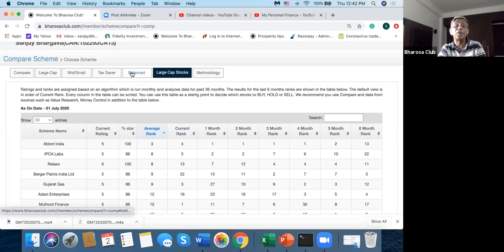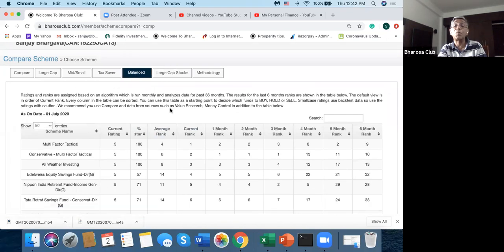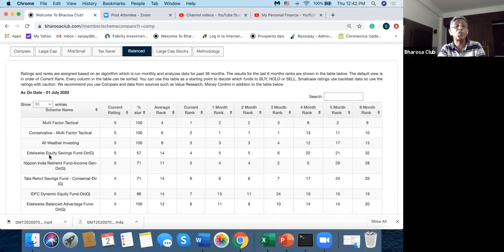Then if you look at balanced here, this is talking about balanced mutual funds as well as small cases which are balanced. This multi-factor tactical is like a small case, and something like Edelweiss Equity Savings Fund Direct Growth is the balanced fund. Again, here you can see that Edelweiss has a current rank of 4, then 1 month 5, 5, 5, 6, but then it has 22, 21, and 32. So it hasn't done very well across the board, but it's doing quite well.